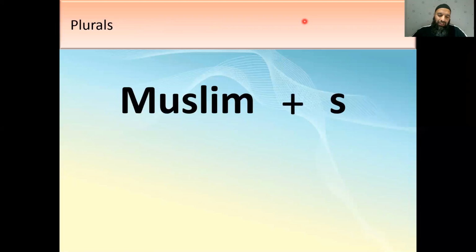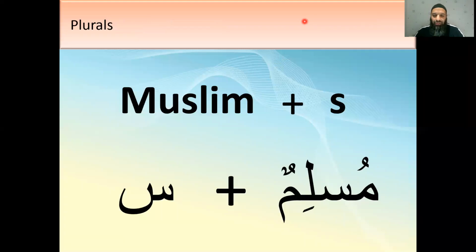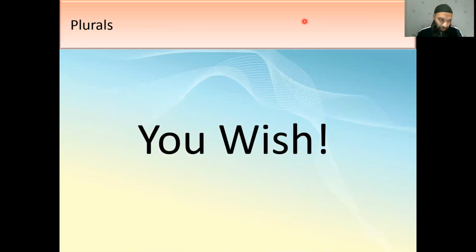So this is a bit of a cheesy one. You've got Muslim, and you stick an S on the end, and it makes Muslims. So what do you reckon about Muslims with an S on the end? That wouldn't work. If you think it was going to work, you wish. Arabic is more powerful than just putting an S on the end. As you're going to see, it's much more powerful. In one word of Arabic, you can explain what in English might take two or three words.